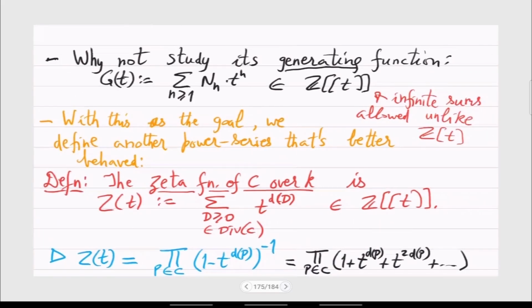So we prove some properties. The zeta function version will be this. To begin with, it's just a formal power series in one variable t with integral coefficients, and it goes over all divisors. This is why we spend so much time on divisors, because the zeta function will be defined like this. Now, why do we take t raised to the degree of D?